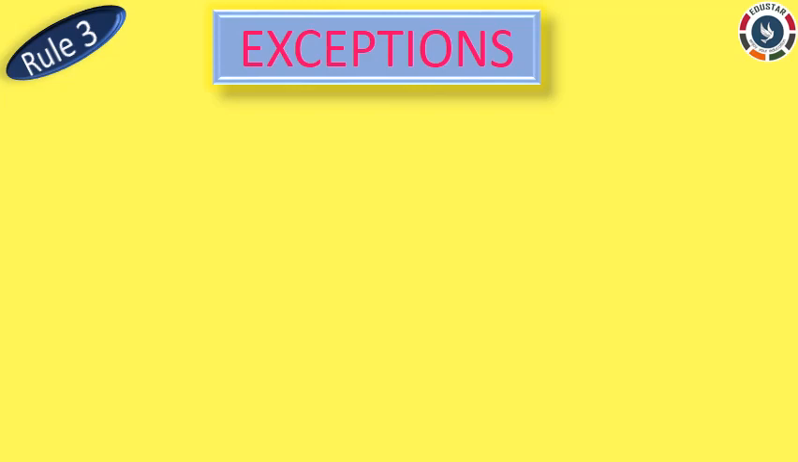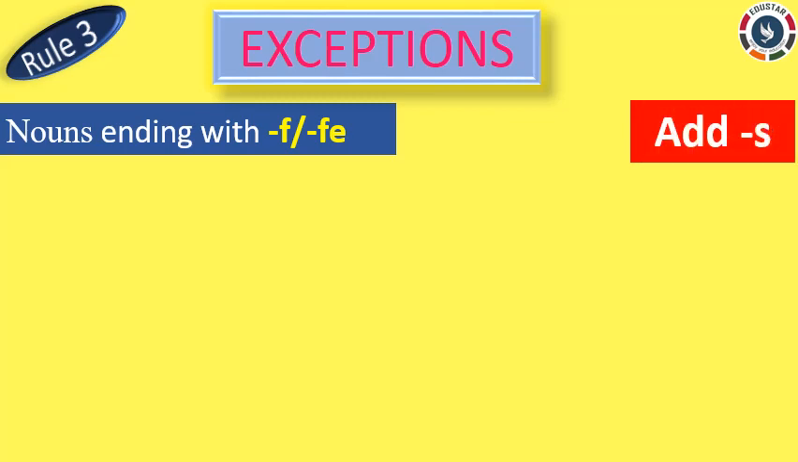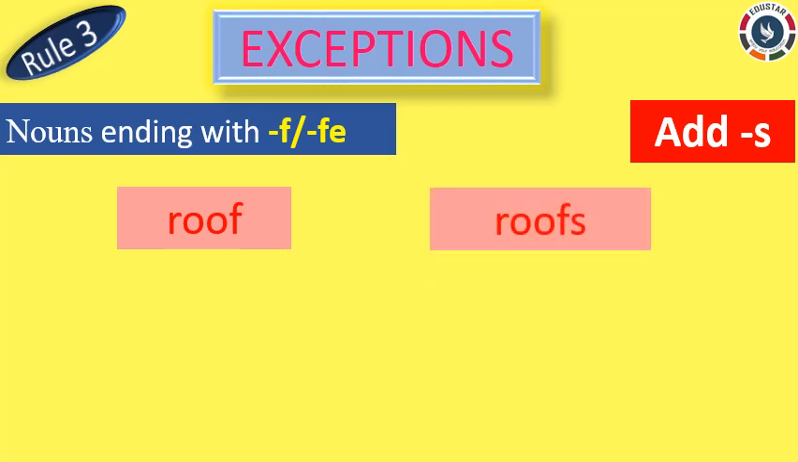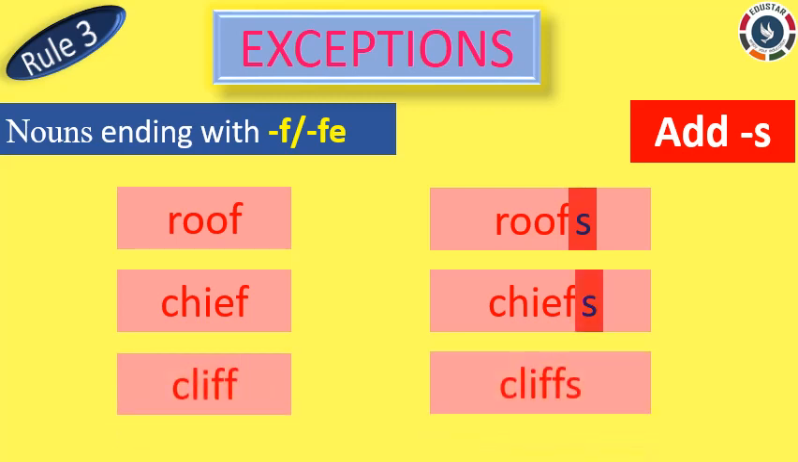But in this rule, we have some exceptions. Let us see them. Even if the words end with f, we add only s. For example, the plural of roof is roofs. Here, though the word ends with f, we add only s. So we have some other words like chief, where the plural is chiefs. Here we add only s. Another word, cliff. The plural form is cliffs. Here also we add only s.